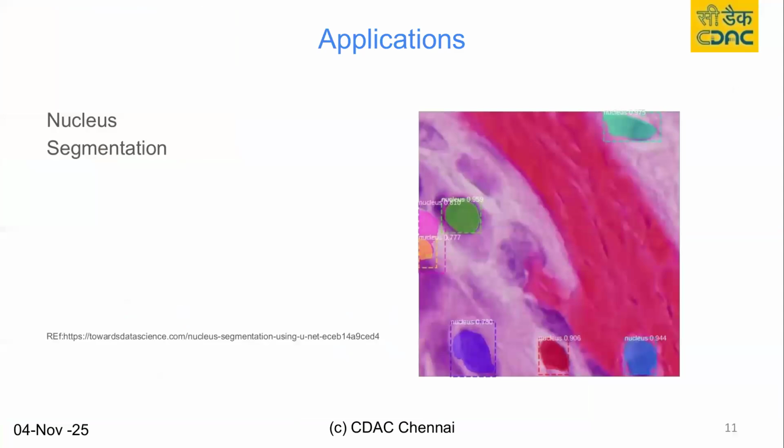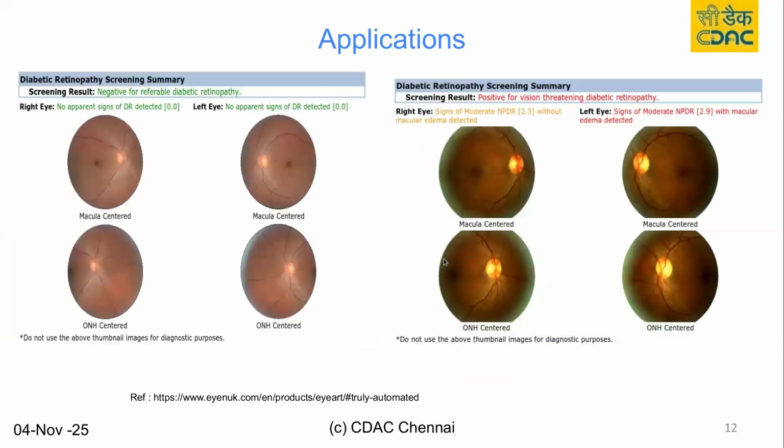There are applications like nuclear segmentation from cell images, microscopic images, and also AI is predominant in detecting diabetic retinopathy from your retina images. So these are the abnormal retina images. These are the normal retina images. Abnormal retina images means the retina is damaged due to diabetes. This can be classified by AI algorithms.